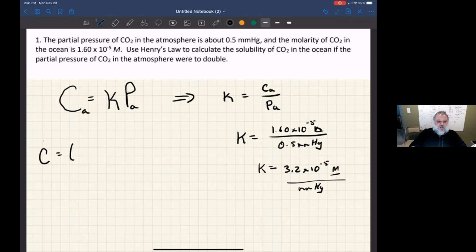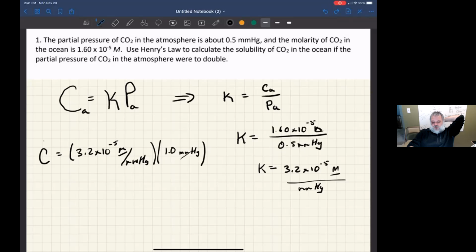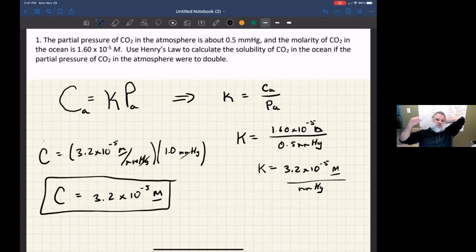Now that we know the constant, we can solve for the concentration under the new conditions. So 3.2 times 10 to the negative fifth molarity per millimeter of mercury times the partial pressure, if it were to double. So 0.5 millimeters of mercury times 2, you get 1.0 millimeters of mercury. And so millimeters of mercury cancel with millimeters of mercury, leaving you with a concentration of 3.2 times 10 to the negative fifth molarity. And so that's understood to be the maximum solubility at that point, because CO2 will be at its solubility level based on the partial pressure of the gas in the atmosphere. So that's the final answer.